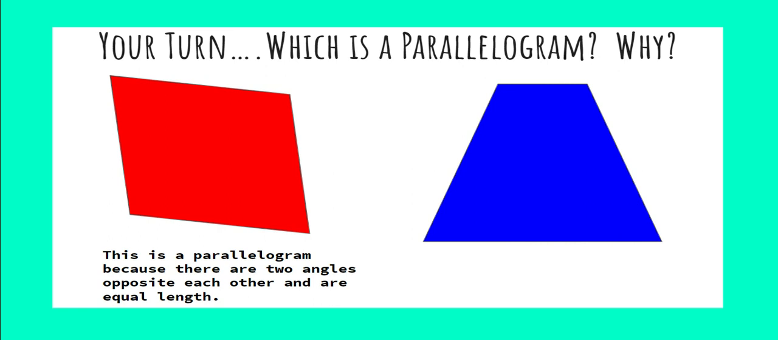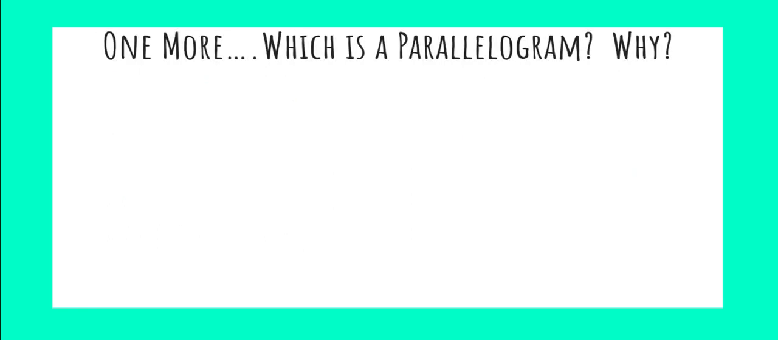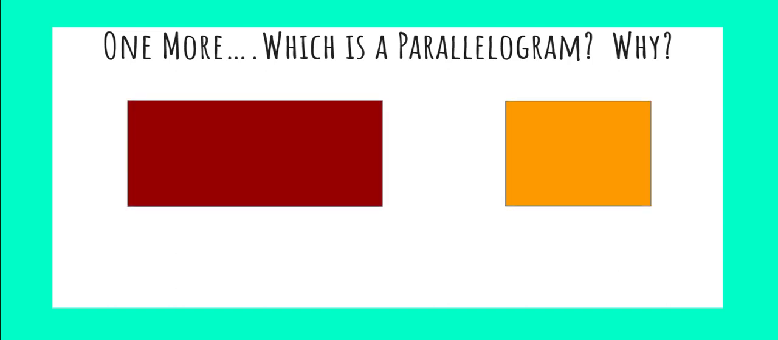Here's another one for you where you can pause your video right now. Think of this. Which one of these would be a parallelogram and why? So take a look. The first shape, of course, being a rectangle. The other shape being a square. So which then would be a parallelogram and why would it be?